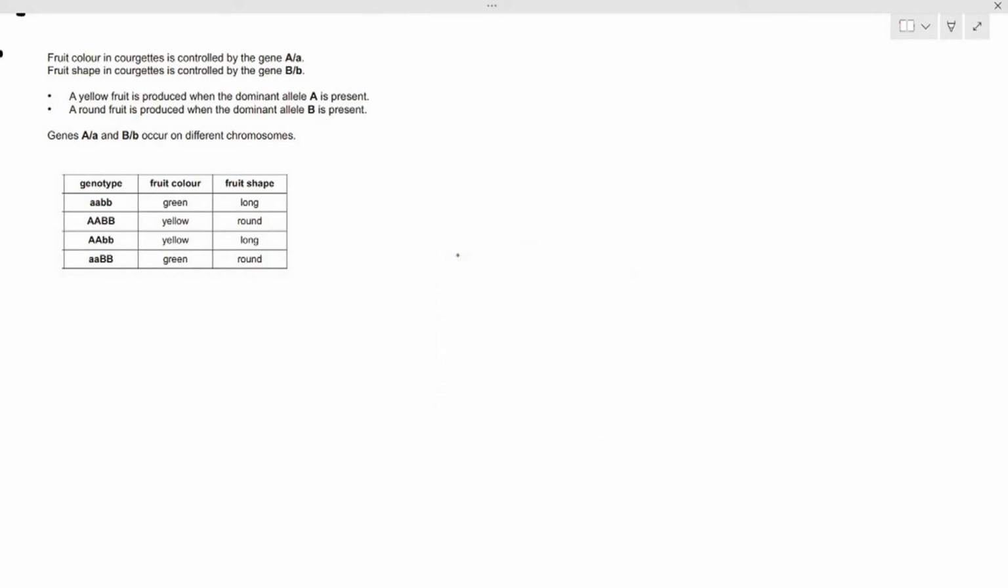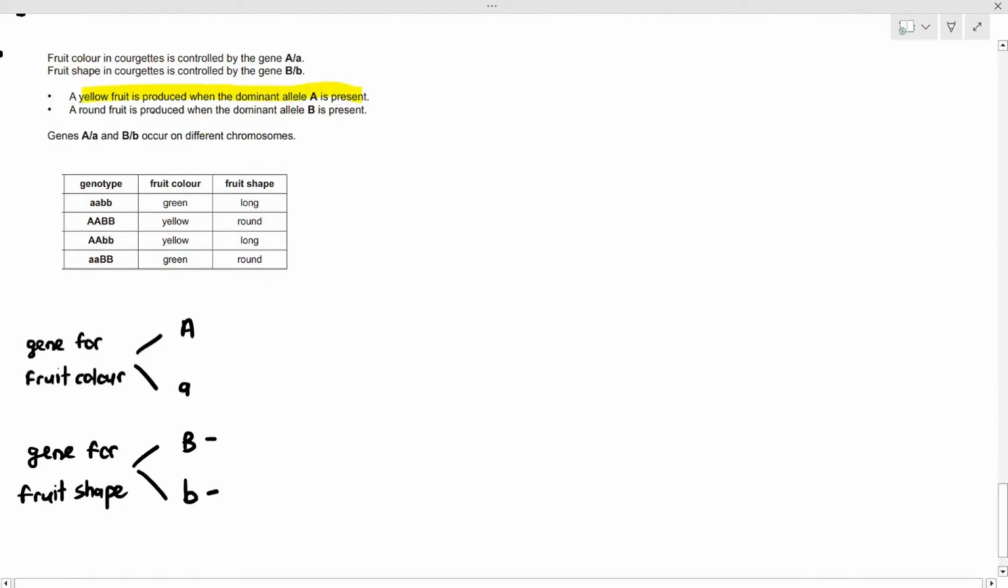Now, the fruit color in courgette is controlled by the gene large A small a, and the fruit shape in the courgette is controlled by the gene large B small b. So you have 2 genes here. You have 1 gene for fruit color and you have 1 gene for fruit shape. Genes A and B occur on different chromosomes. That's your clue to tell you that the fruit color gene and the fruit shape gene are unlinked. You must be aware when they mention that in the exam.